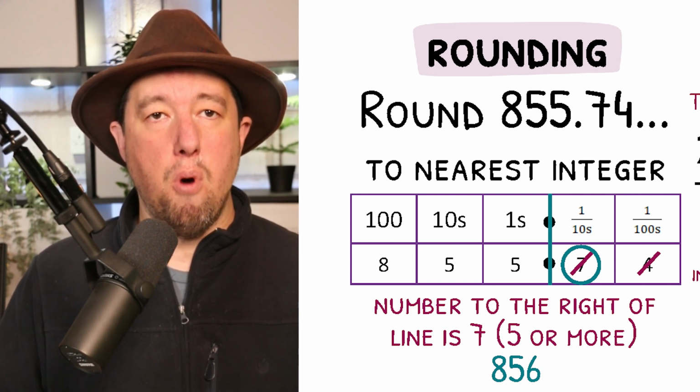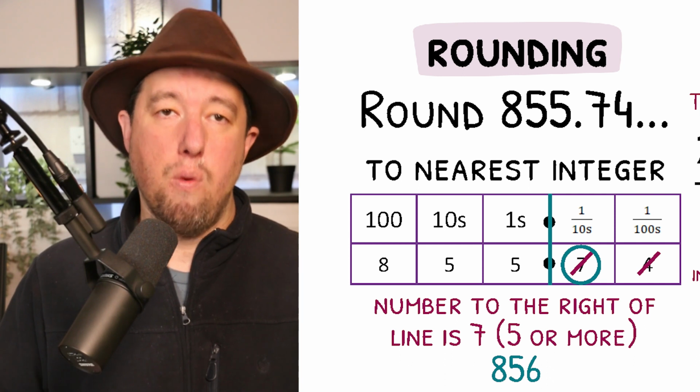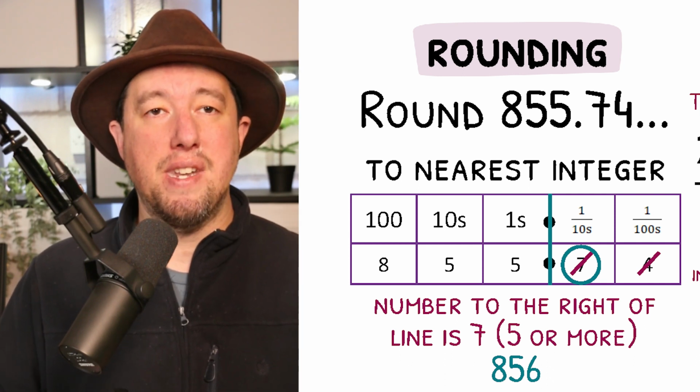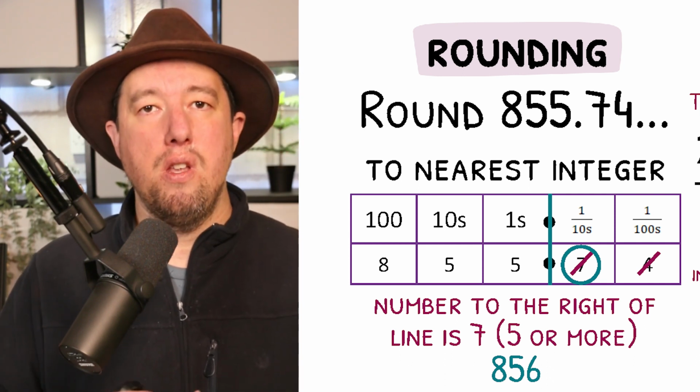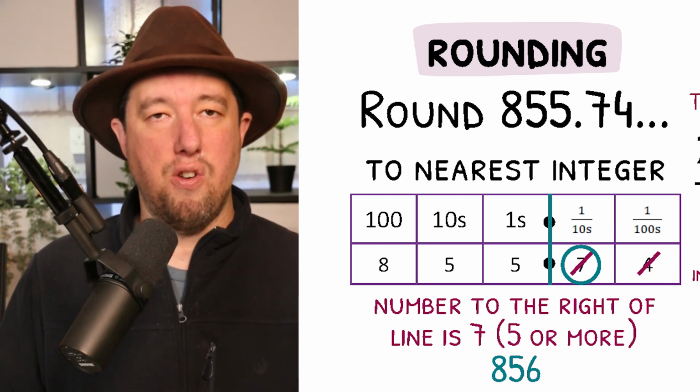If it is 5 or more, round up. Less than 5, we round down. The number in the tenths column is 7. This is 5 or more, so we will round up to 856.